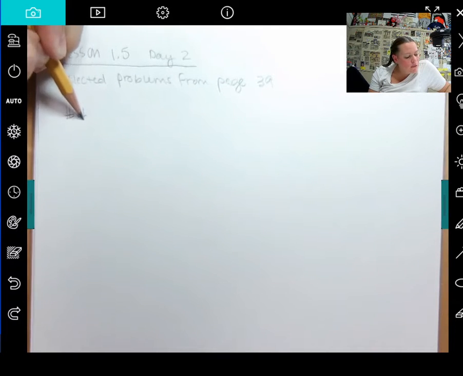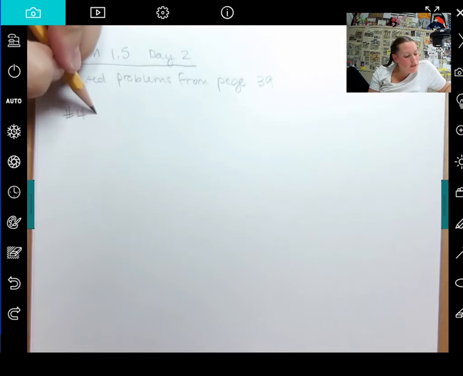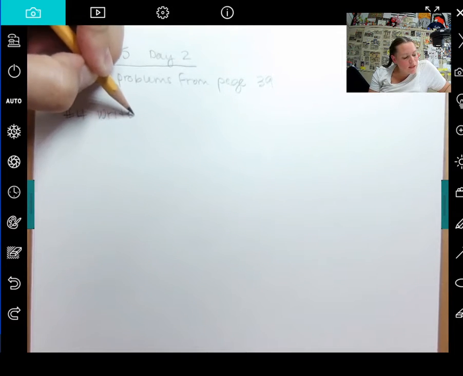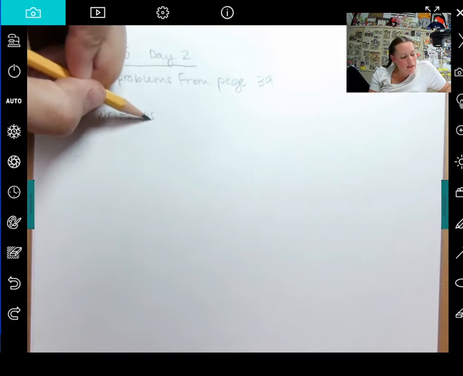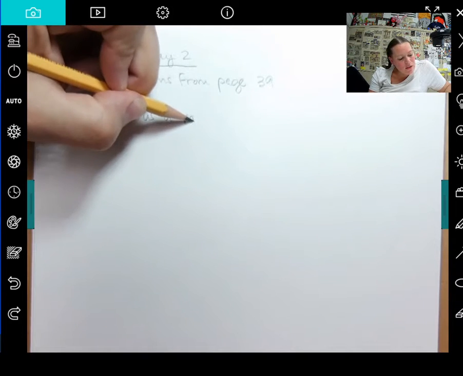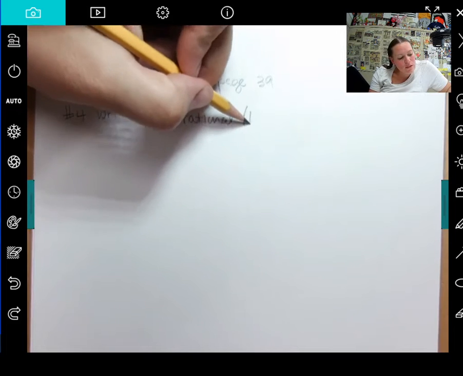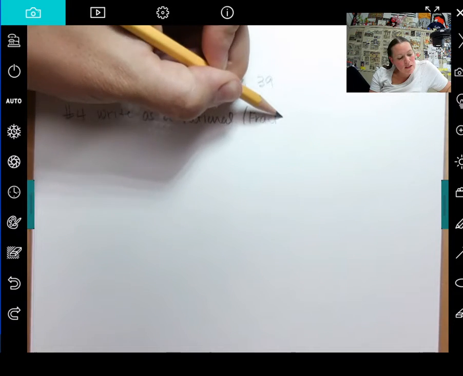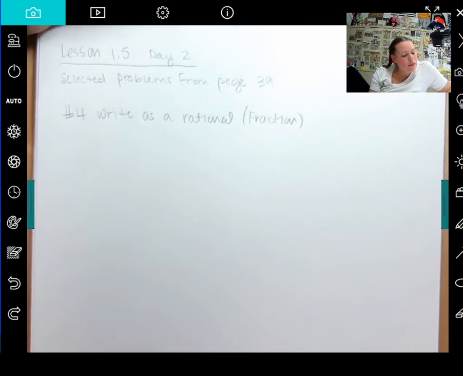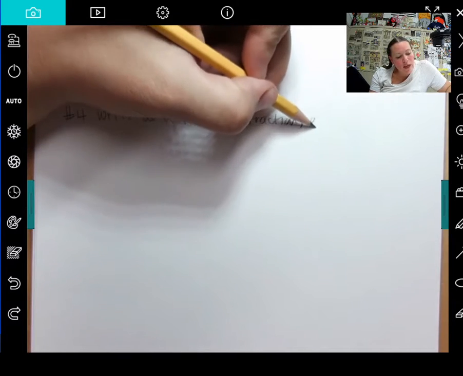If you look at number 4 from the book, the directions say something along the lines of write the expression as a rational. So I want you to remember rational just means fraction. It can be written as a fraction. So write the expression as a rational exponent.